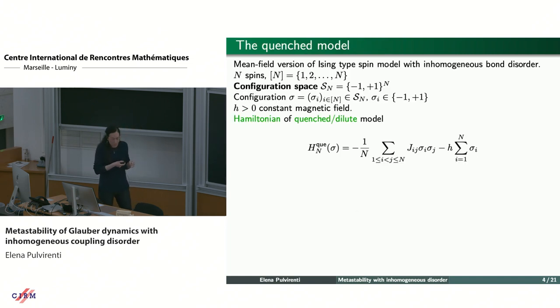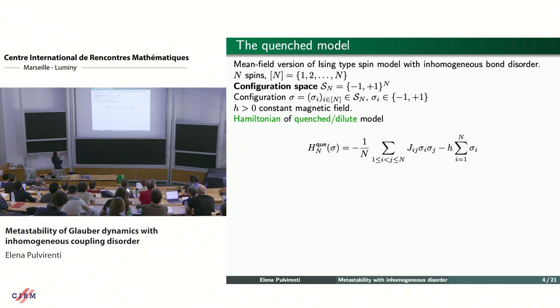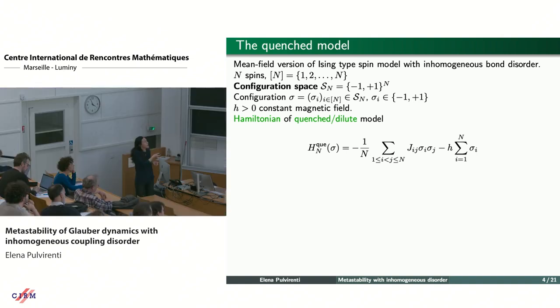So now, our model is going to be a mean field version of an Ising type spin model with inhomogeneous bond disorder. So let's see what this means. We have n spins, simply, and our configuration space is the space of all possible spin configurations, which are these sequences of sigma_i, where sigma_i can only take two values, plus or minus one, which indicates spin up or spin down. So this is the usual setting.